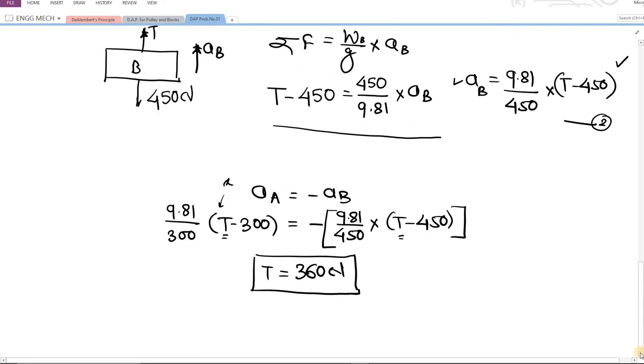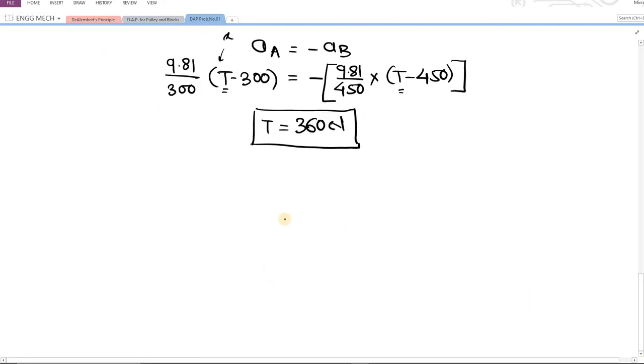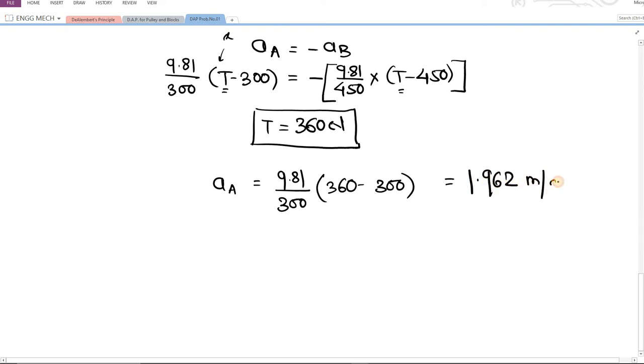Now let's write down the equation for a suffix A and the equation for a suffix B, and we will put 360 over there and we will be able to calculate the value of acceleration of block A and block B. What is the equation for acceleration of block A? It is 9.81 divided by 300 into, in bracket, 360 minus 300. After calculating this, we get a suffix A as 1.962 meter per second square.